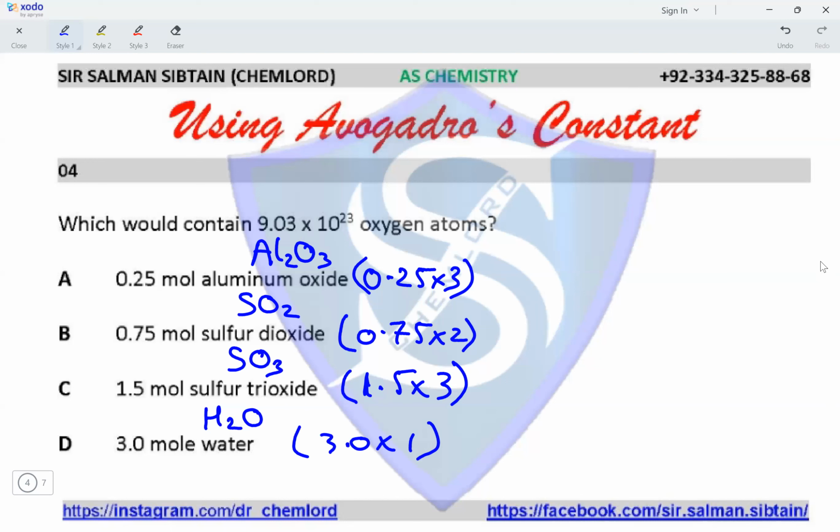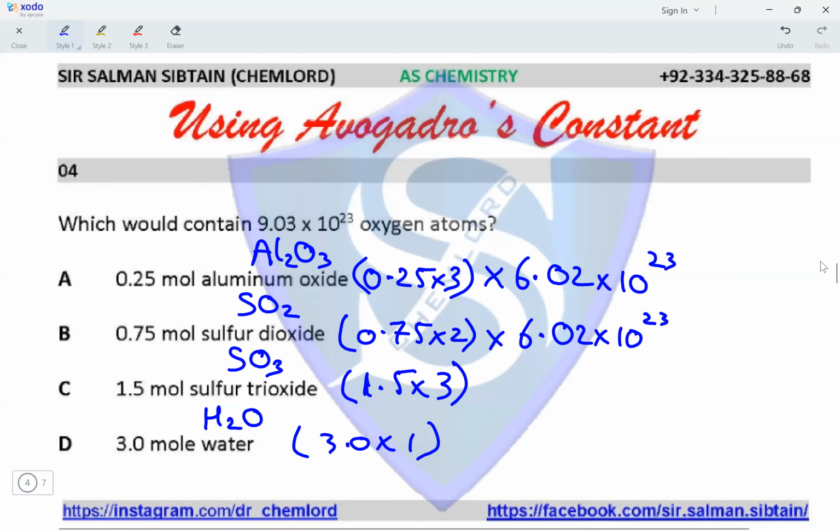Then we multiply each of these numbers by 6.02 into 10 to the power of 23 to obtain the number of oxygen atoms present in the compound. So all of these would be multiplied by the Avogadro's constant to obtain the number of oxygen atoms present. So this gives us values of, for option A, 4.5 into 10 to the power 23.